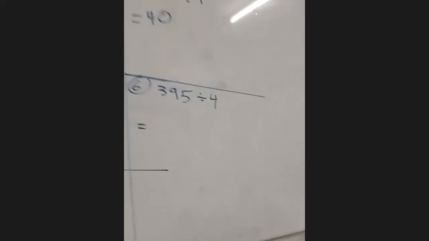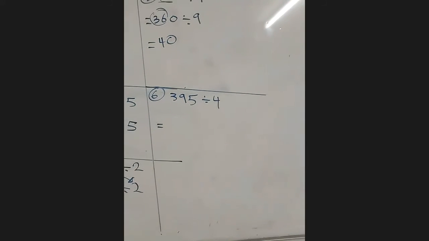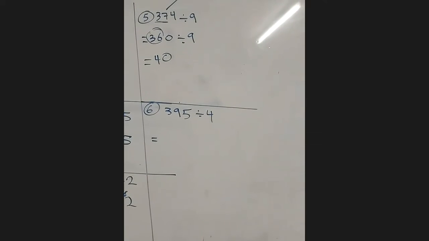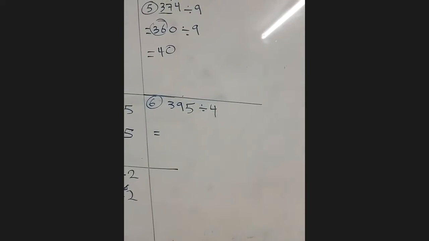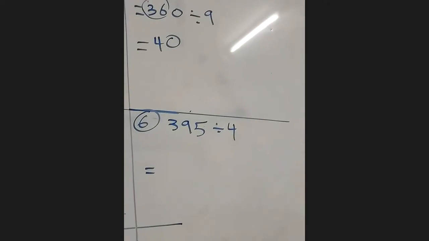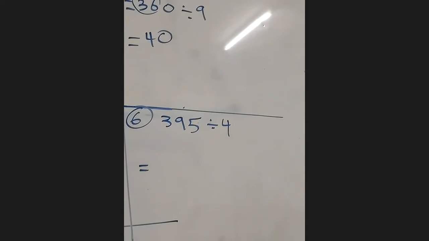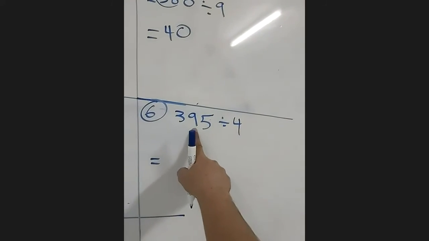Who can help me here, guys? Can we use rounding or can we use the compatible numbers, the closest number? Ahmed, talk. The first digit will round, the 9. It will be 400.